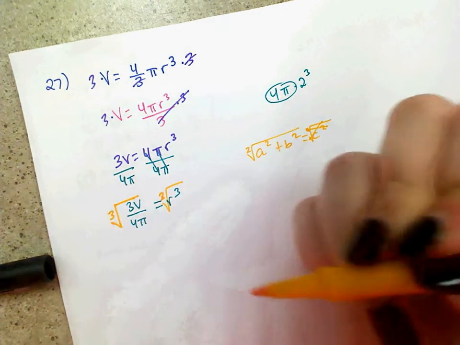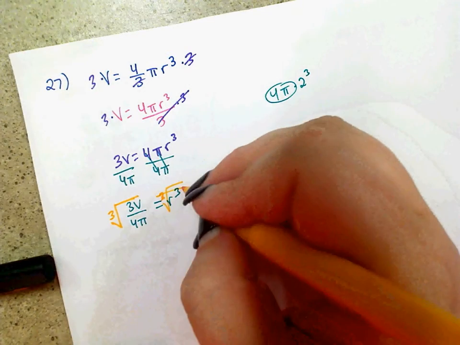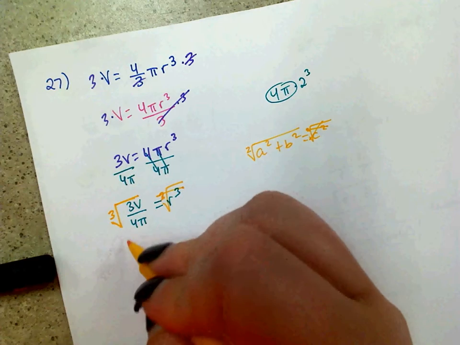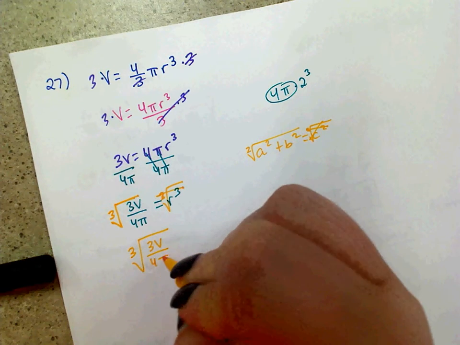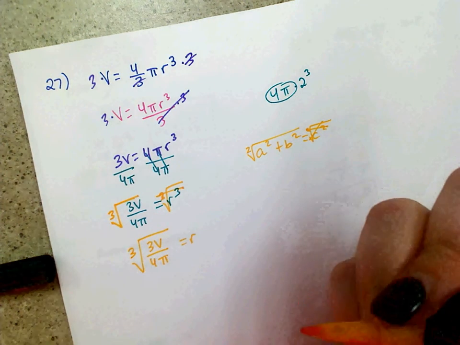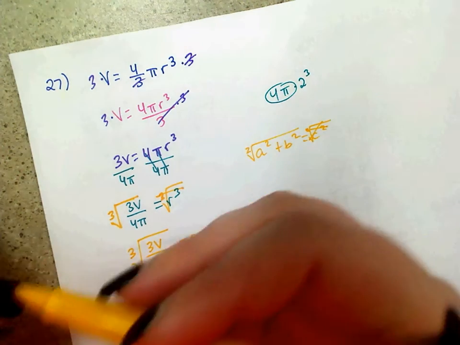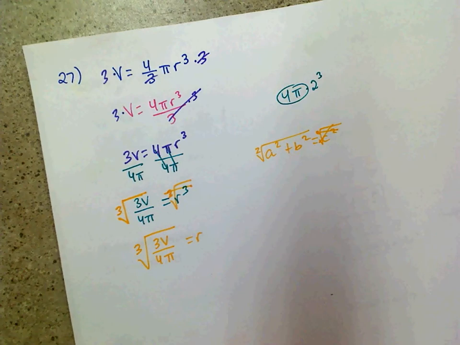Okay? So then those cancel each other out, the operations do. So I'm left with the cube root of 3v over 4 pi equals r. And there you go. Okay, 28.